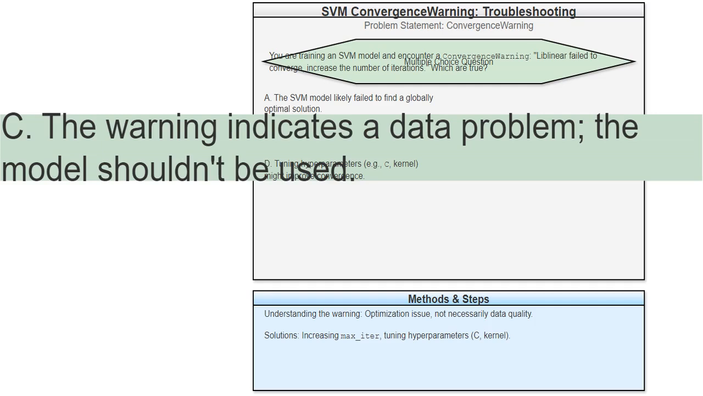Tuning the hyperparameters, such as C, the regularization parameter, which controls the balance between maximizing the margin and minimizing classification errors, or the kernel type, is a smart move. The C parameter helps control how much the model tolerates misclassifications, while the kernel type determines the decision boundary shape. A better choice here can significantly improve convergence. It's like adjusting the tools to suit the task. The right settings might enable a much smoother process.